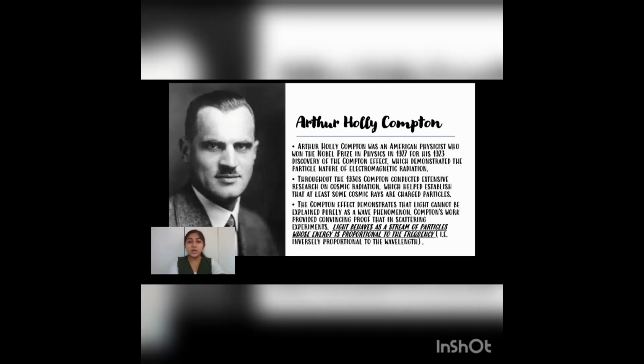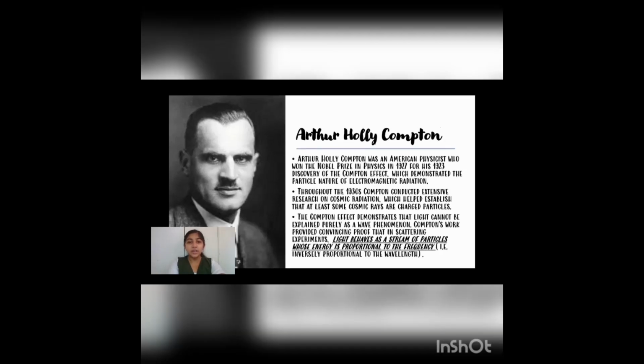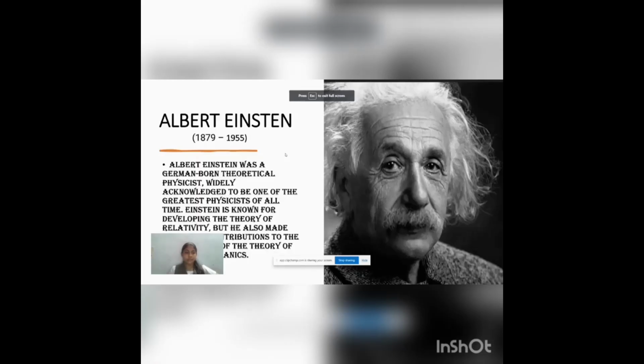Arthur Holly Compton was an American physicist who won the Nobel Prize in Physics in 1927 for his 1923 discovery of the Compton effect, which demonstrated the particle nature of electromagnetic radiation. Throughout the 1930s, Compton conducted extensive research on cosmic radiation, which helped establish that at least some cosmic rays are charged particles. The Compton effect demonstrates that light cannot be explained purely as a wave phenomenon. Compton's work provided convincing proof that in scattering experiments, light behaves as a particle.